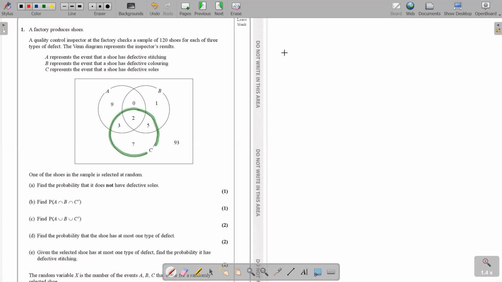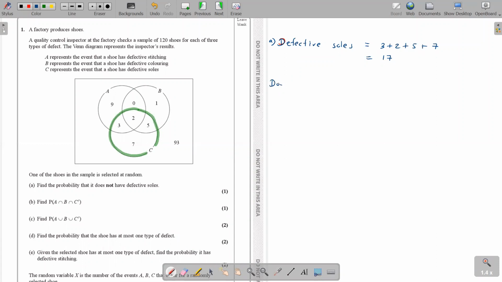Okay, so how many is that? Can you all add it? How many shoes are there? You have to add all these in the C category. 3 plus 2 plus 5 plus 7. How much is it? 3 plus 2 plus 5 plus 7 is 17. Can you all add? Then we need the number that do not have defective soles.